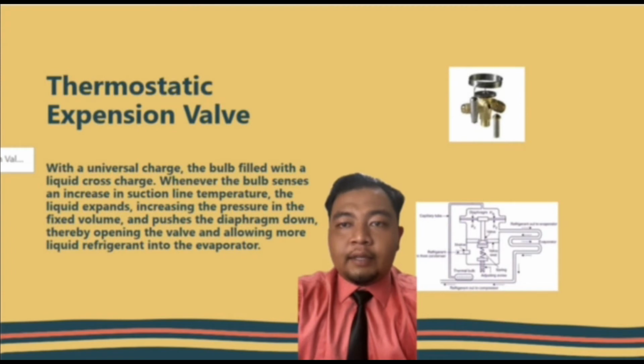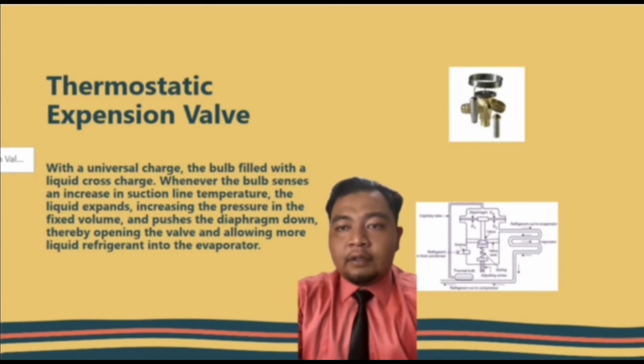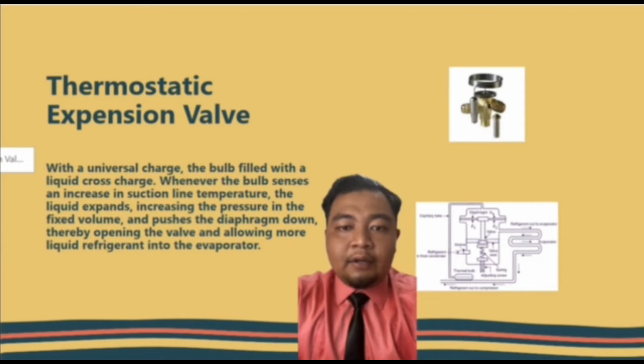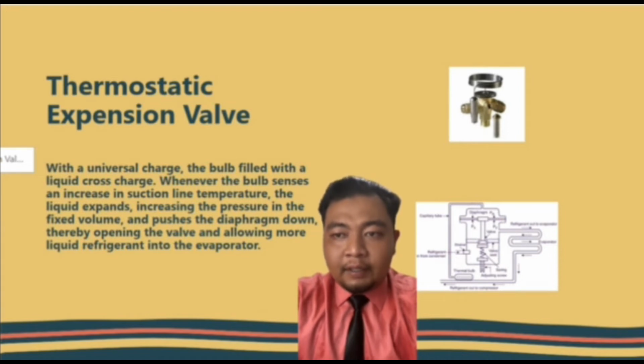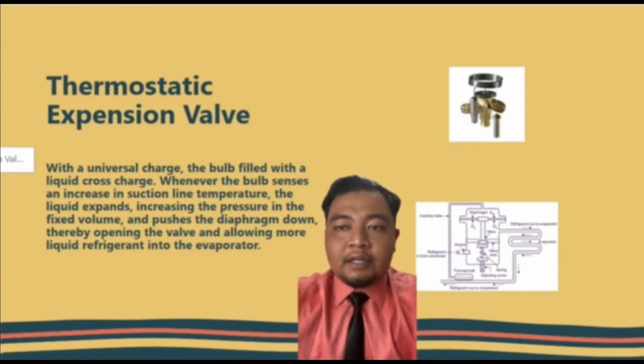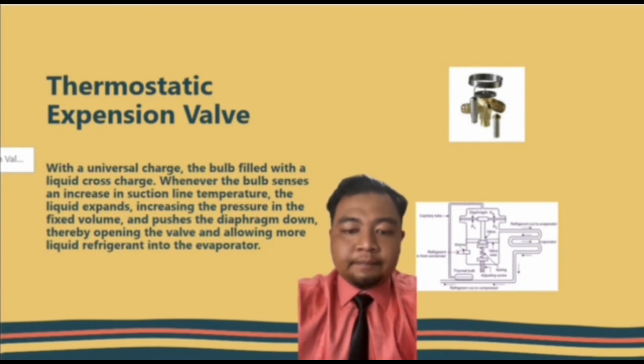Second is the thermostatic expansion valve. With a universal charge, the bulb is filled with a liquid cross charge. Whenever the bulb senses an increase in suction line temperature, the liquid expands, increasing the pressure in the fixed volume and pushing the diaphragm down, thereby opening the valve and allowing more liquid refrigerant into the evaporator.